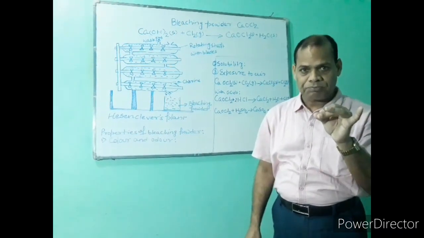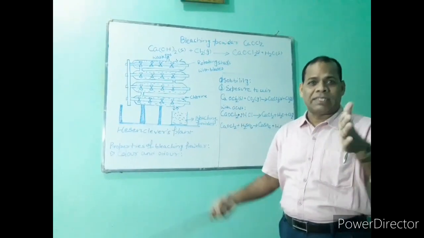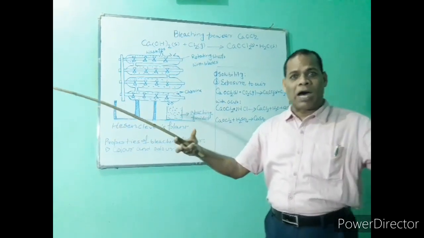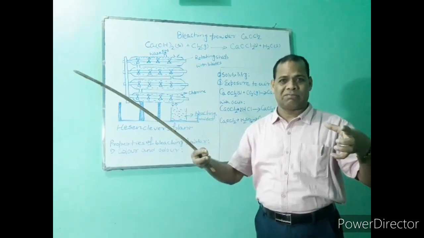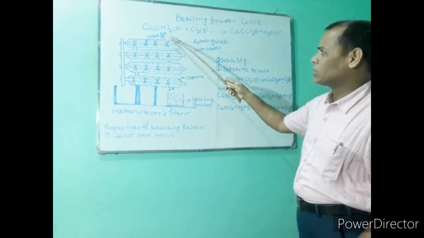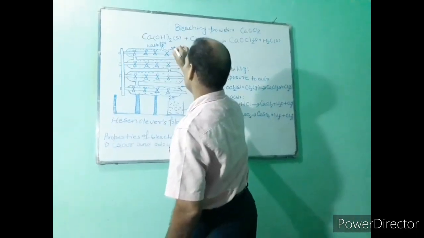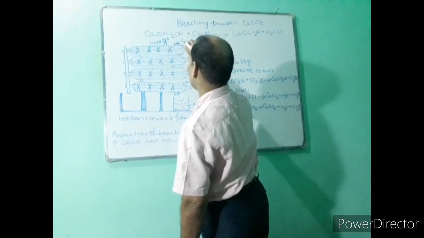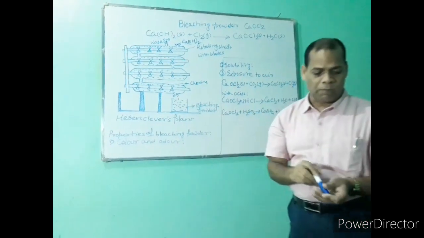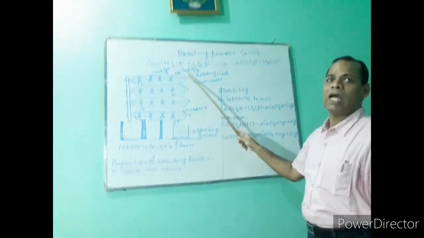It means the chlorine gas and the dry slaked lime, or calcium hydroxide, both are mixing together. Calcium hydroxide is added from the top. Here is a hopper through which we add calcium hydroxide.